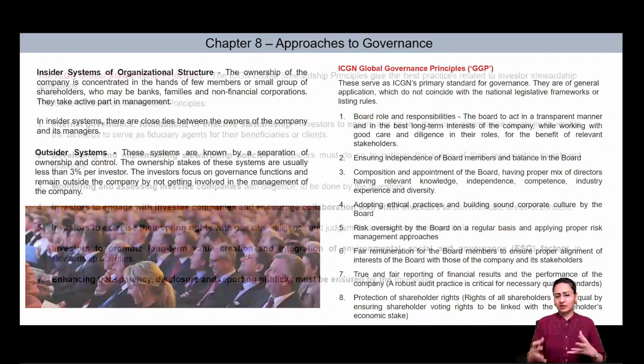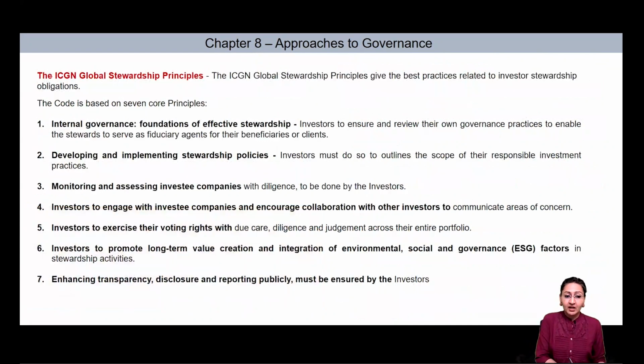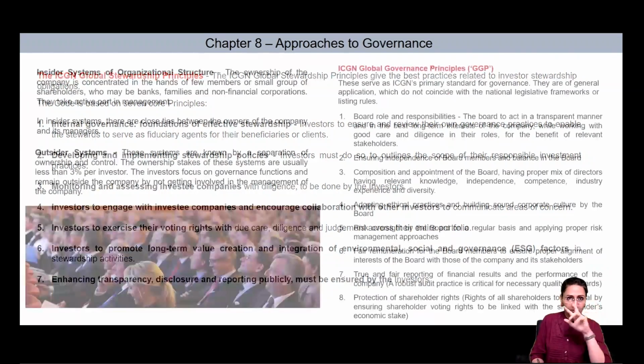protected. These are general principles. Please do not mug them up. Now, separately, ICGN gave global stewardship principles also. Understand the difference between the two.